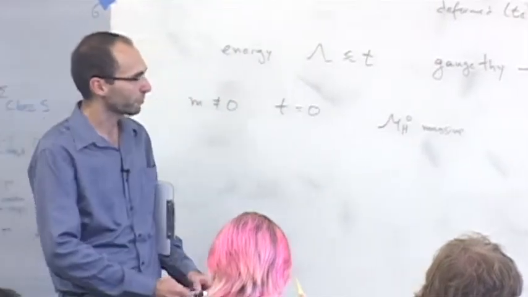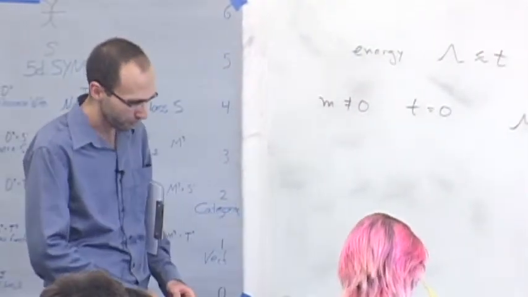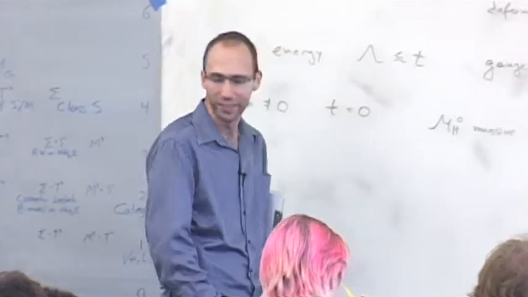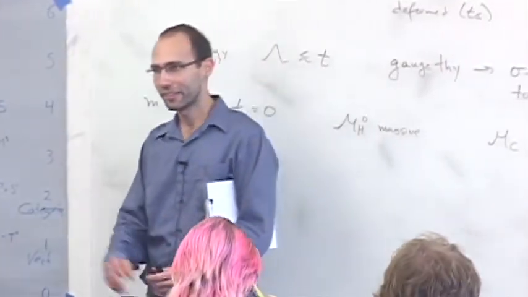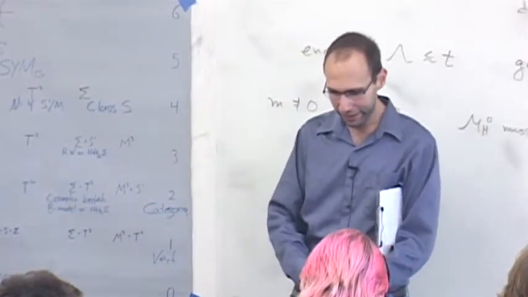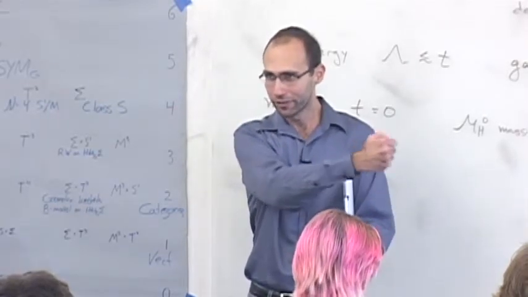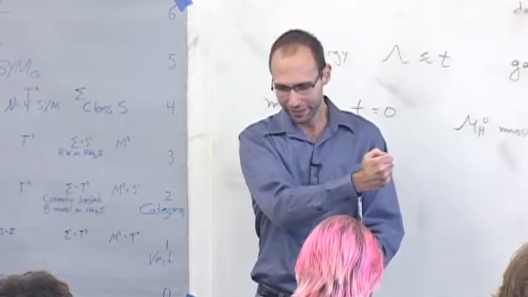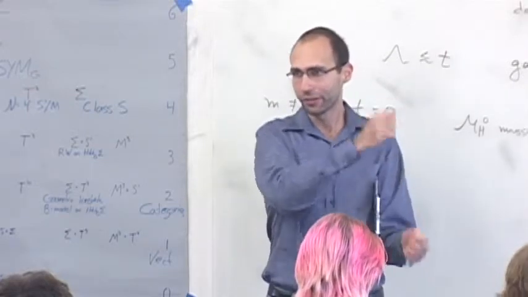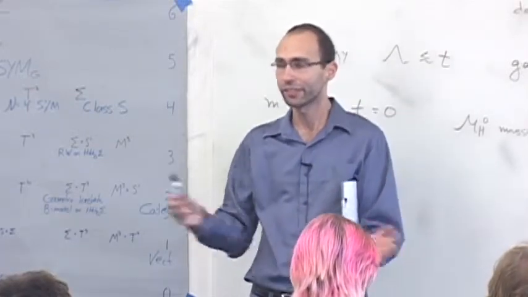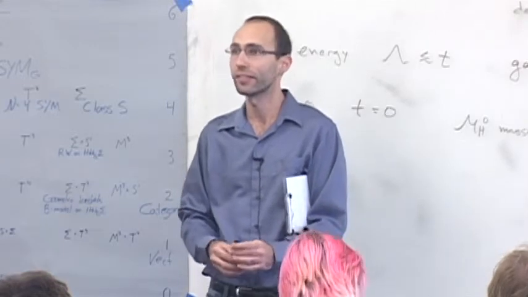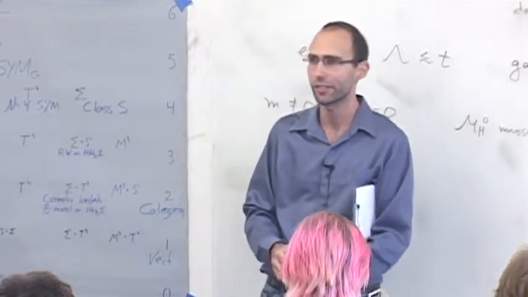If I make an artificial splitting of the N equals 4 supersymmetry into N equals 2 multiplets, then the operators that I stick into the Lagrangian of the theory in order to get either a resolution or a deformation look different. They look like different kinds of operators. I didn't understand the question.